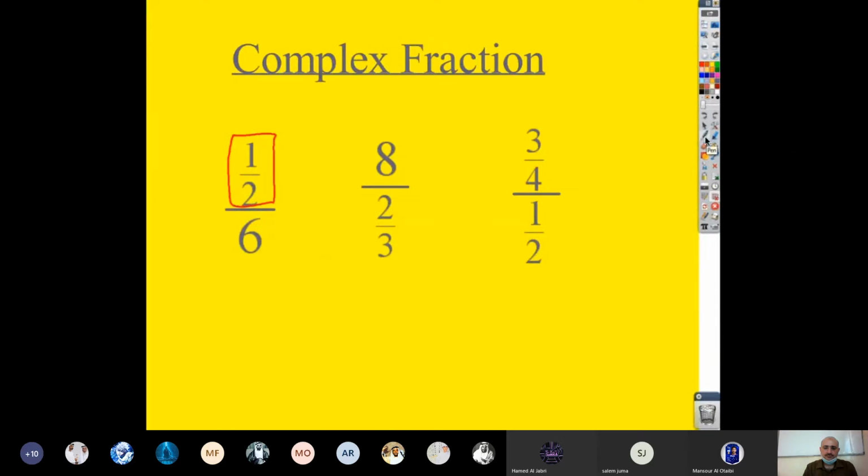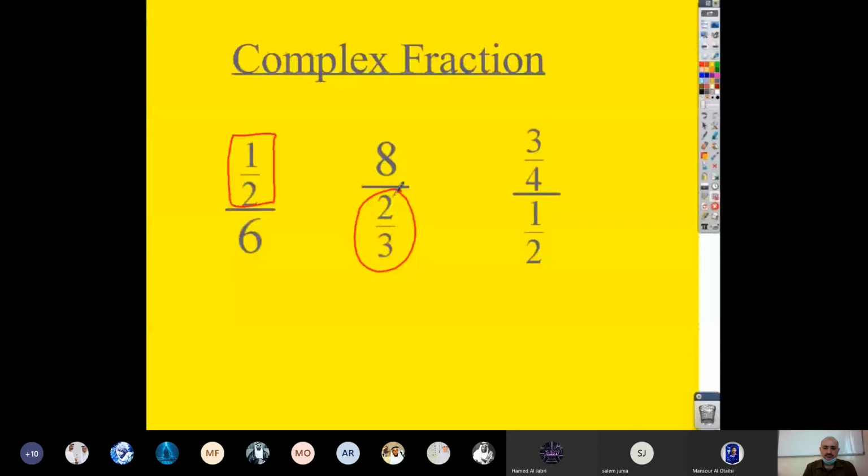Okay, and then take a look at the second one and decide what's going on there. All right, so this one is 8 divided into 2/3. So this together is actually the denominator. Okay, and then let's take a look at the third one.